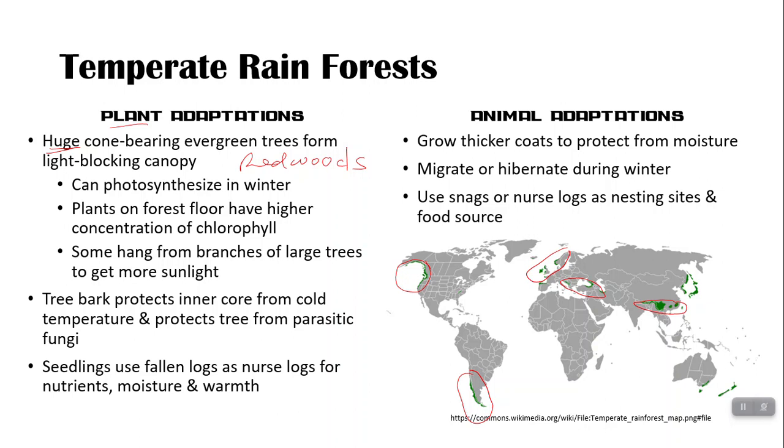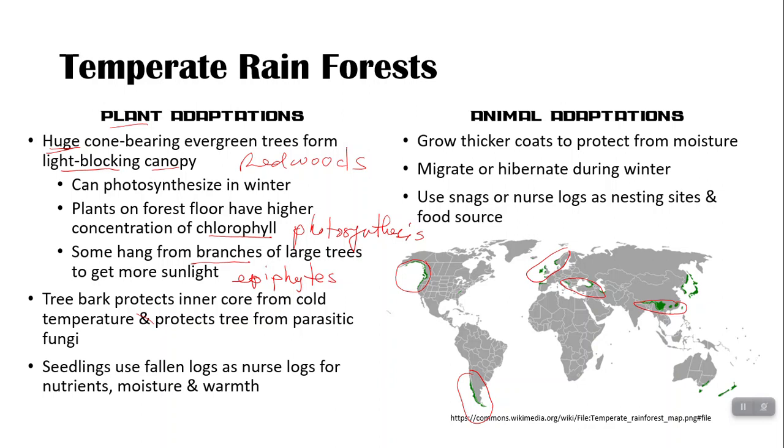The evergreen trees, since they're constantly leafed, will always be forming a light-blocking canopy, so any plants on the forest floor will have adaptations to try and get more light, such as higher concentrations of chlorophyll, which is the pigment that they use for photosynthesis. Then there are some that will hang from branches of large trees to get more sunlight. We'll talk about these again when we talk about tropical rainforests, but they're called epiphytes.